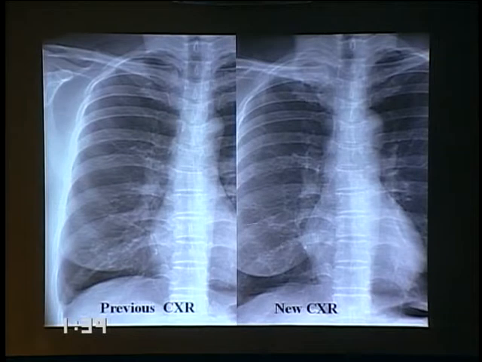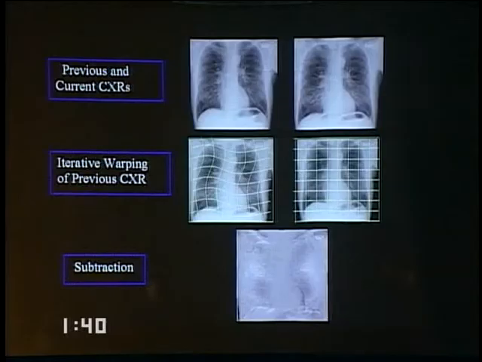What we'd like to be able to do is to take the old image, superimpose it, warp it, and just subtract out everything that has not changed, because if nothing has changed from a year or 2 years ago, we can be pretty sure there's nothing going on. And that's what subtraction does.